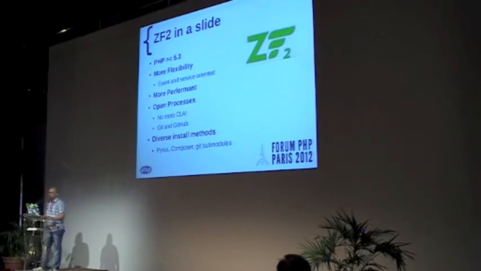Okay, so Zend Framework 2 in a slide. Basically, as you know, we are still in beta of Zend Framework 2. We are getting very, very close to the stable release. Zend Framework 2 is the new version of Zend Framework. You need PHP 5.3 in order to use it, because, of course, we want to be able to use the latest technology of PHP, like namespaces, closures, and so on.